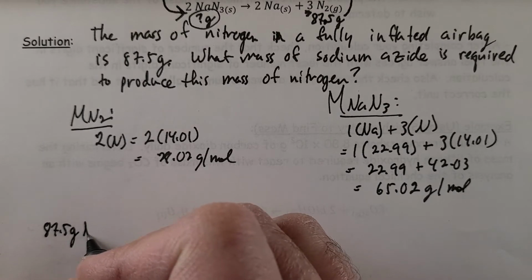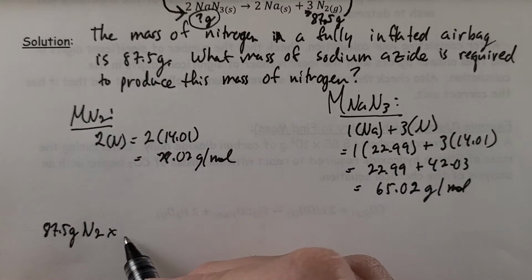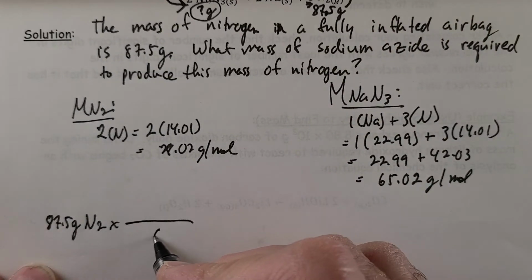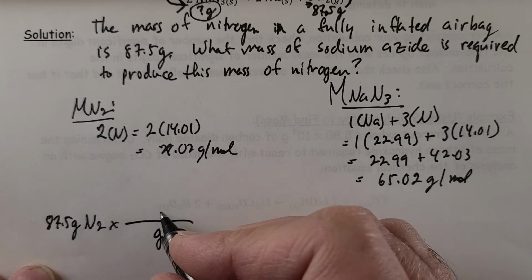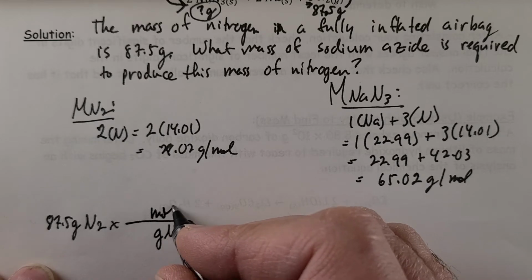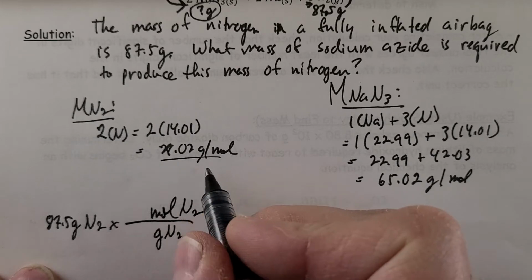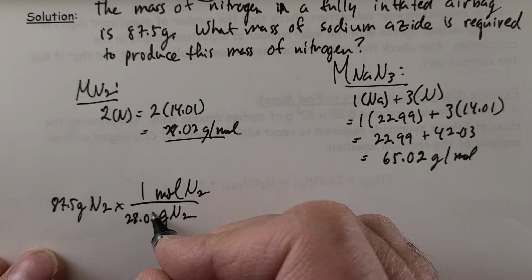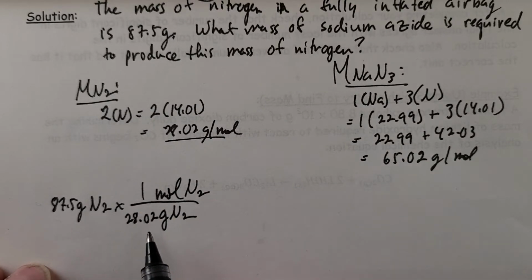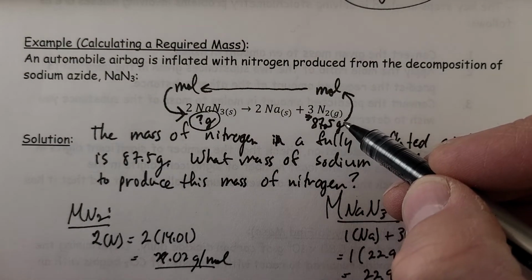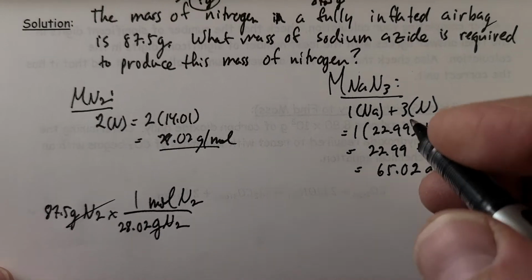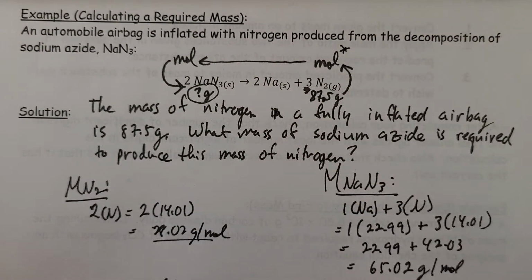All right, so starting off, 87.5 grams of nitrogen gas, and we're going to go from grams on the bottom to moles on top. Grams of nitrogen to moles of nitrogen, and of course we accomplish that by looking at the molar mass. 1 mole is 28.02 grams. Where you're starting from goes on the bottom, where you're going to goes on top, and then it works out nicely. So right now we're here.